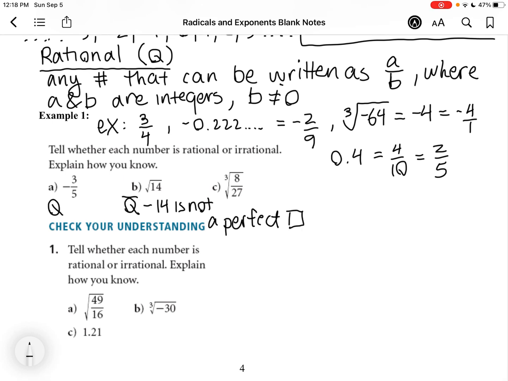Okay. C, the cube root of 8/27. If we're taking the cube root of a fraction, then the numerator and the denominator both have to be perfect cubes. And in fact, they are. 8 is 2 cubed and 27 is 3 cubed. So this is rational because it can be written as 2/3. Okay, so C is rational.